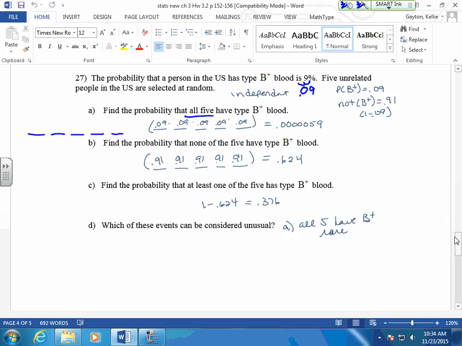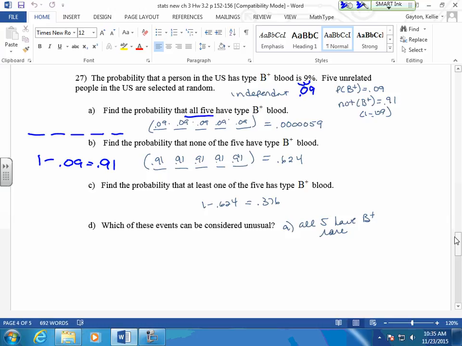First of all, is this an independent event or a dependent event? Independent. Because once I select one, am I putting this back in the mix? No, I'm just selecting people and my probability of B positive will not change. Find the probability that none had B. Use your complement case. If 0.09 is that they had B, 0.91 or 91% didn't have B positive blood.